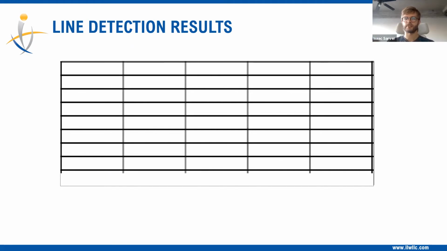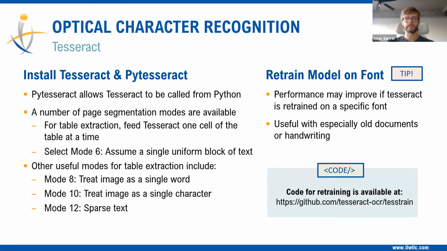Next, let's talk about the text extraction portion of the pipeline. So for the text extraction, PyTesseract allows Tesseract, the OCR engine being used, to be called from Python, so both of these tools must be installed. A number of what are called page segmentation modes are available in Tesseract, which can be changed depending on the nature of the data being extracted. Mode 6 assumes a uniform block of text and is a good default mode.